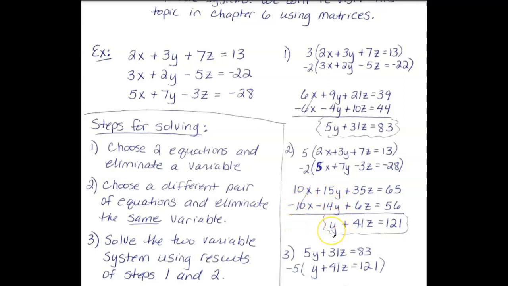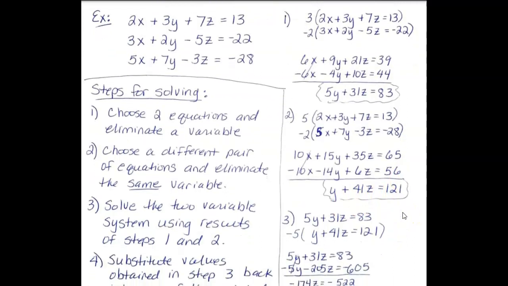15y minus 14y is just 1y, or y, plus 35z plus 6z is plus 41z, equals 65 plus 56 is 121. So this is the result of step 2. Step 3, we take the result of step 1 and the result of step 2 and pair them together. 5y plus 31z equals 83, and y plus 41z equals 121. So we create a smaller 2-variable, 2-equation system.